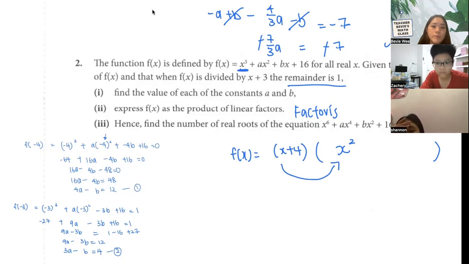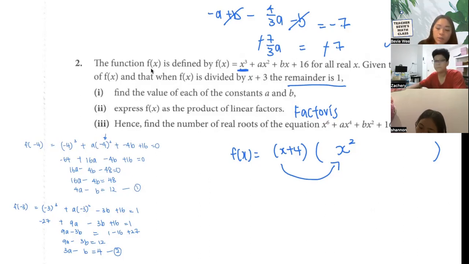Shannon, very good. But they said in linear factors, Shannon, so you have to factorize it further. So you're going to do the box or T method for that. Zachary, if you're lazy to type, you can read out, because I see Shannon's answer already. So bracket x plus 4, close bracket, and then bracket x plus 2, close bracket, squared. Okay, very good. So you did the factorization already.